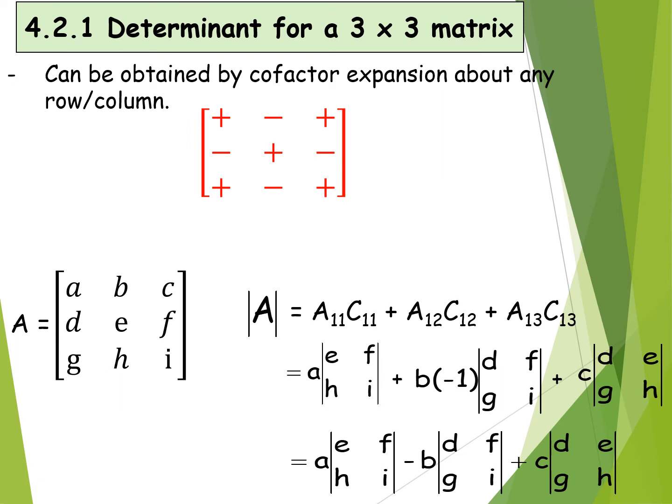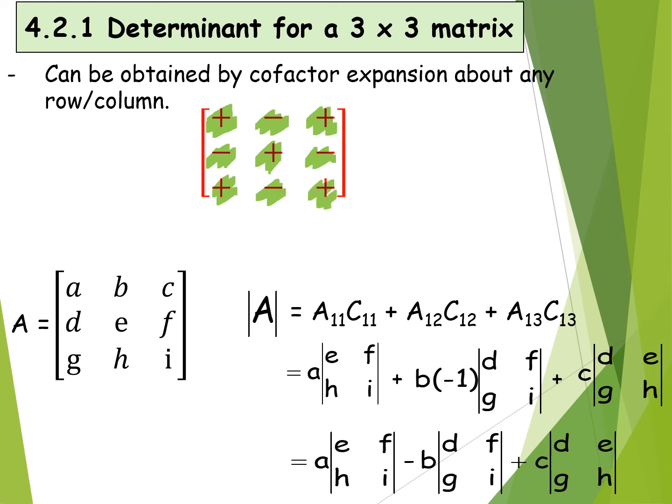Determinant for a 3 by 3 matrix. The determinant of a 3 by 3 matrix can be obtained by cofactor expansion about any row or any column. Instead of calculating negative 1 to the power of i plus j for each cofactor, the following sign convention can be used to find the determinant of a 3 by 3 matrix. Notice that the upper left position is positive. Then the signs alternate: positive, negative, positive, negative, positive, negative, and so on.